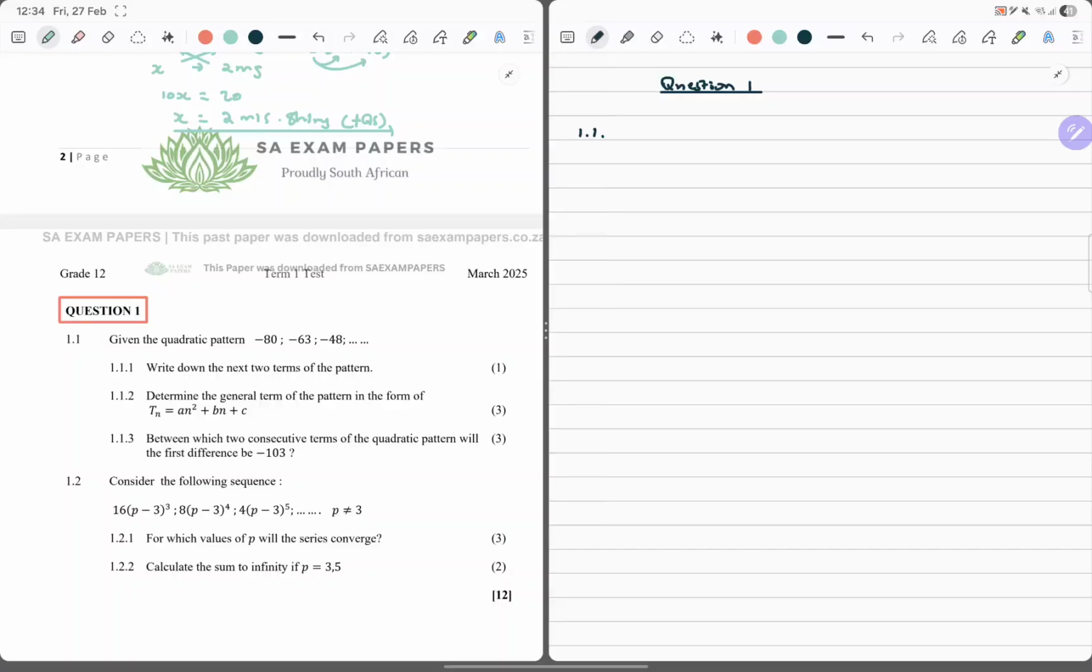Anyway, 1.1, we are given a quadratic pattern. Now, this is a grade 11 question, to be honest, but we may have a grade 12 type question. Let's see: minus 80, minus 63, minus 48. So this is the quadratic sequence. We've got minus 80 as our first term, minus 63 as our second term, minus 48, and it continues. Right, so we're told to write down the next two terms.